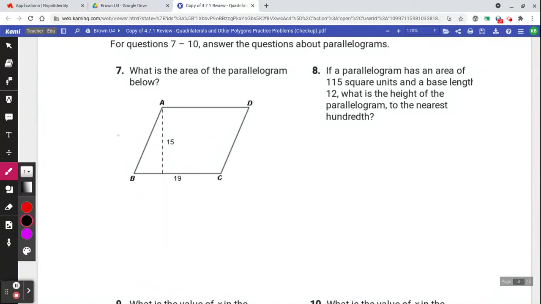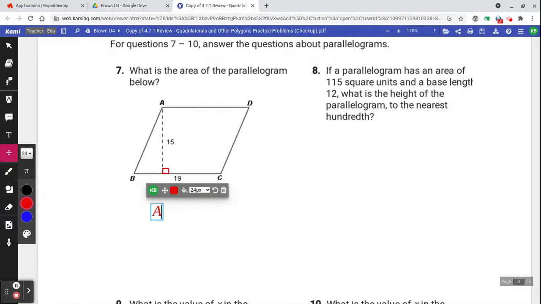The height must be perpendicular to the base. That is the definition of a height. So they didn't put this in here, and they should have. So we're going to have to assume, which is a really bad idea, but for these purposes, I'm confident they intended 15 to be the height. It has to be perpendicular to the base in order to be considered the height. So let's make this a little bigger. The area of this parallelogram would look like the base 19 times the height 15. That's it. You're going to push the buttons on the calculator to get the final answer.